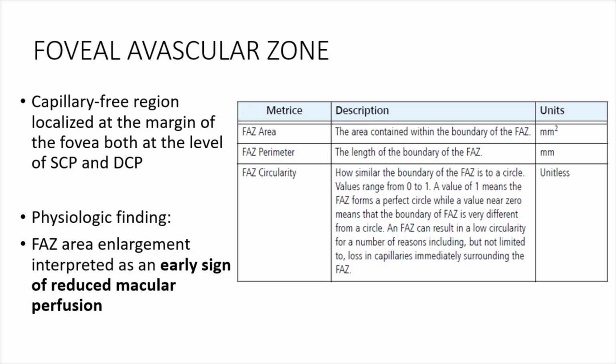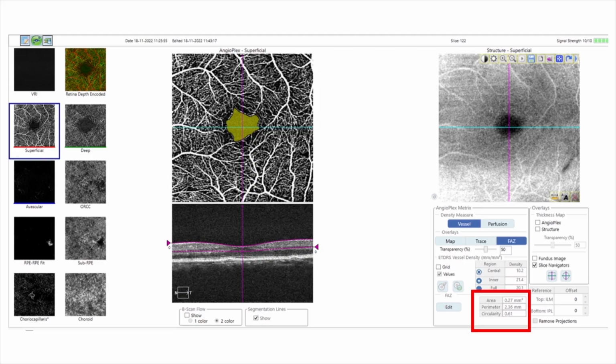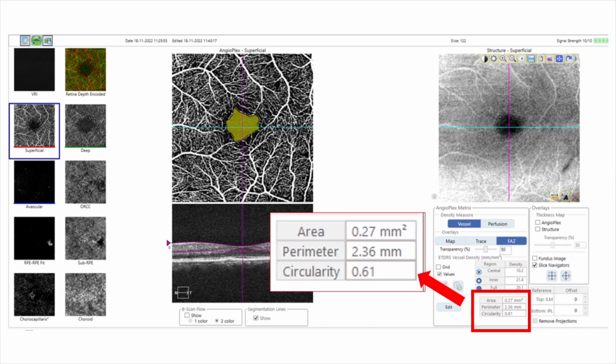an enlargement in the foveal avascular zone is interpreted as an early sign of reduced macular perfusion. For the foveal avascular zone, the FAZ area is calculated, the FAZ perimeter is calculated, and the circularity is calculated. The area is in square millimeters, and circularity is a unitless value. It is just how similar it can be to a circle, so it ranges between 0 and 1. This is how it looks on the scan. So this is an automated measurement which is taken, and it is mentioned on the right hand side corner.